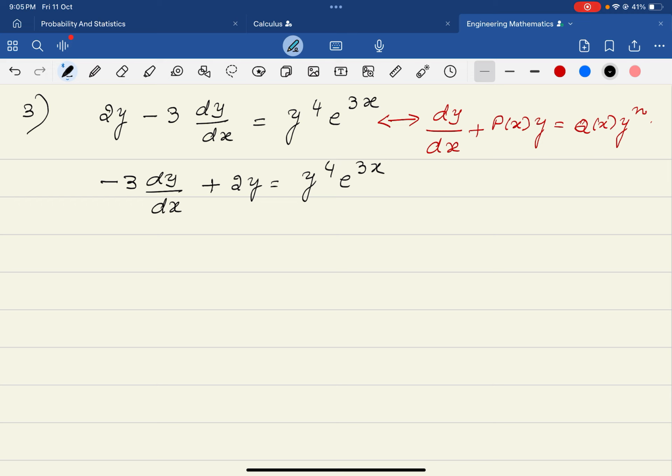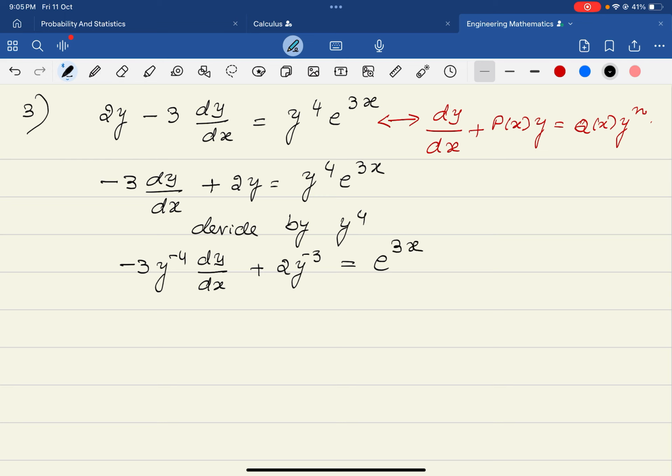So now slowly we are entering into this form. First of all, we have to make it dy by dx and divide by y power 4. Let us take this y power 4. This should be divided, correct? So divide by y power 4 on both sides of the equation. That gives you minus 3 y power minus 4 dy by dx plus 2 times y power minus 3 is equal to e raised to 3x. Understood?